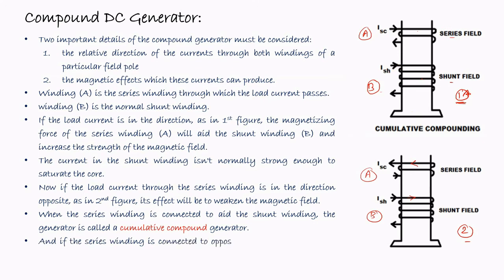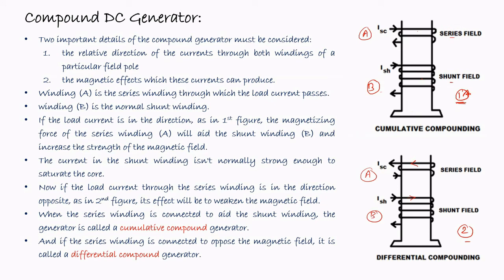On the other hand, if the series winding is connected to oppose the magnetic field, it is called a differential compound generator, just like the second figure. Here, the direction of the current in both the windings are opposite to each other. Therefore, the magnetic field produced in the series field will be opposed by the magnetic field produced in the shunt field. Therefore, the net magnetic field will be lesser than any of the magnetic fields produced here, or the magnetic field produced in the series winding. This type of generator is considered as a differential compound generator.